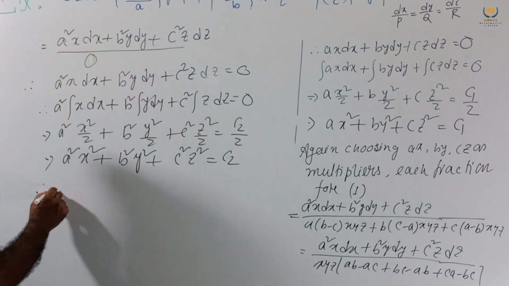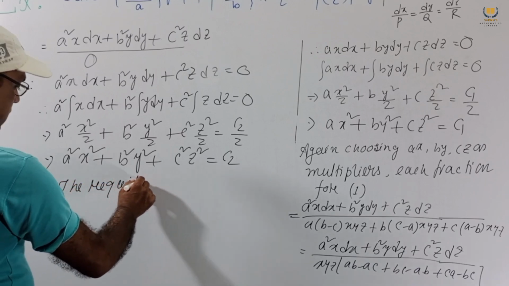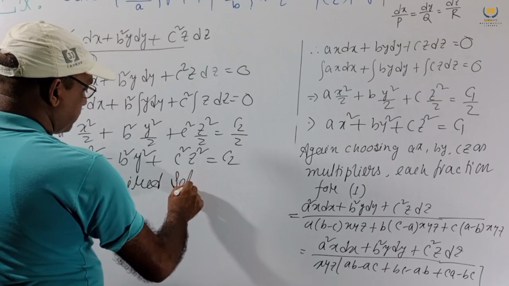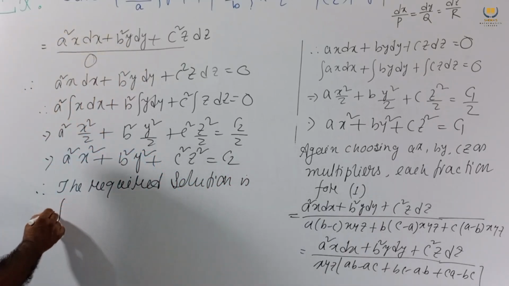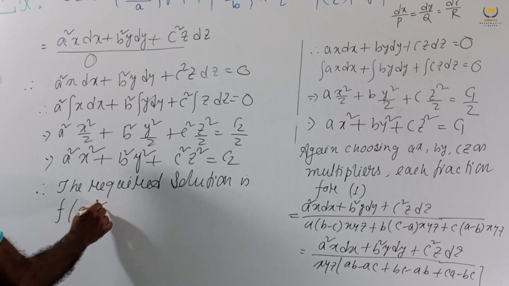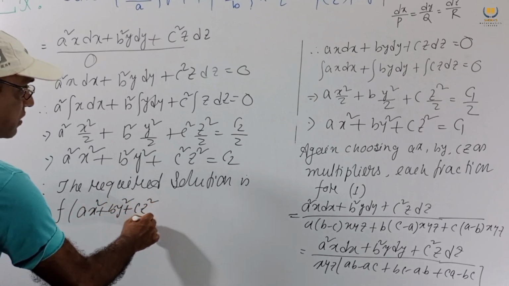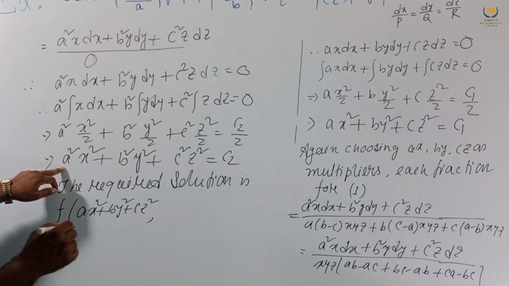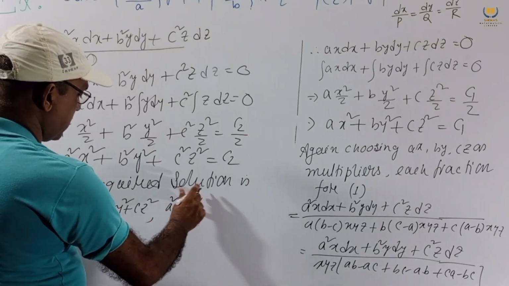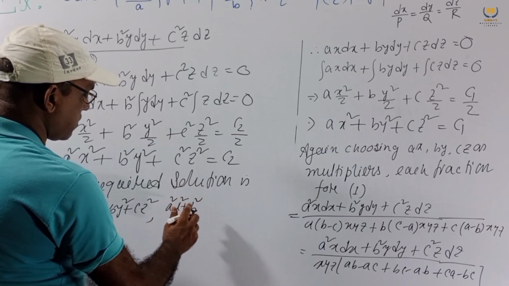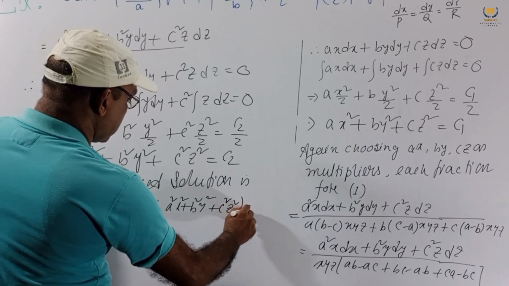Therefore, the required solution is f of (ax square plus by square plus cz square, a square x square plus b square y square plus c square z square) equal to 0.